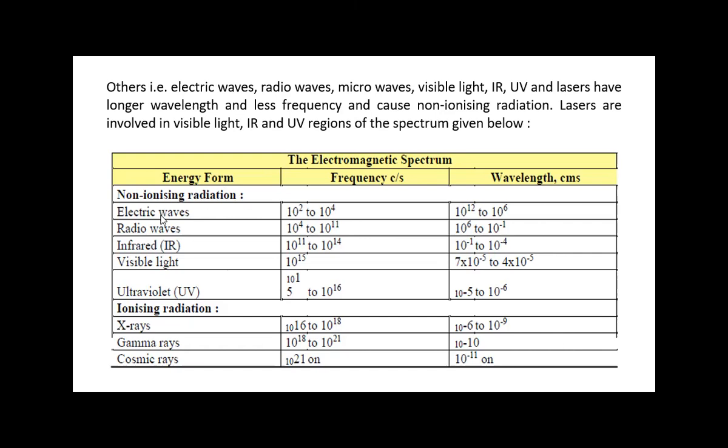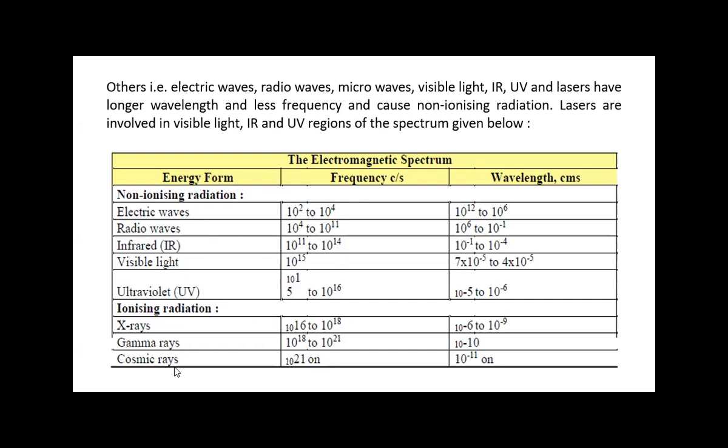So you can observe the energy form in non-ionizing radiation is, for the electric waves, 10 raised to 2 to 10 raised to 4 cycles per second frequency, and the wavelength is 10 raised to 12 to 10 raised to 6. In a similar way, you can observe for the radio waves, infrared waves, visible light, and ultraviolet. If you compare this with the ionizing radiation, the frequency is 10 raised to 16 to 10 raised to 18 as compared to this chart, right? And it is up to 10 raised to 21 plus.